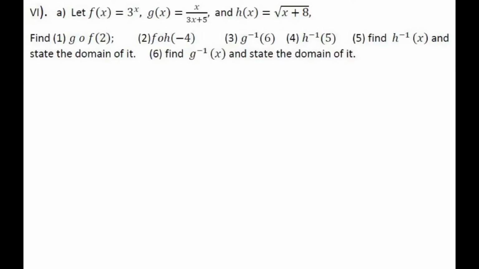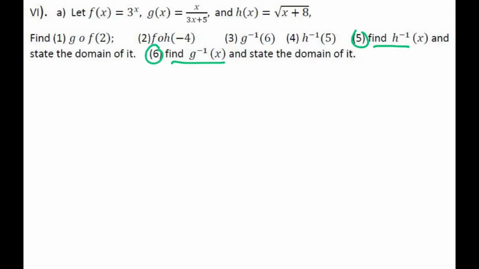Hi everyone, we're going to compose functions given f of x, g of x, and h of x. We also have to find h inverse and g inverse and state the domain. So I'm going to do those two first. I'm going to do h of x first, number 5, and then number 6.